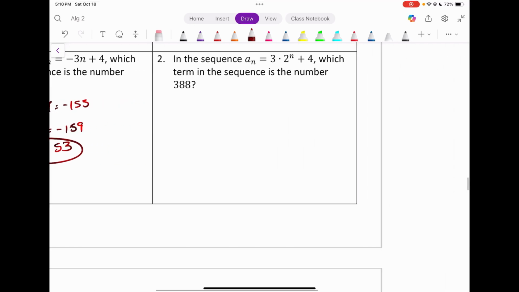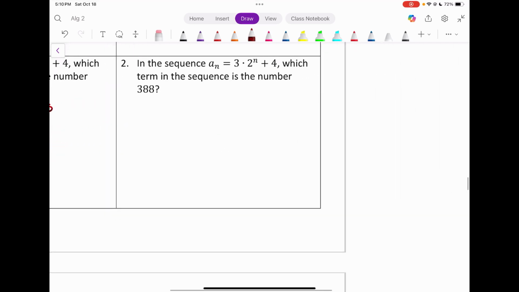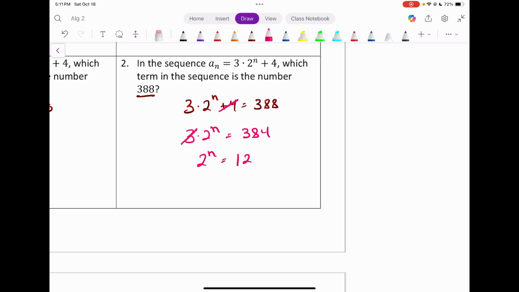Let's do one that's actually a geometric sequence. So we're looking for what term number would give me 388. So that's going to be 3 times 2 to the n power plus 4 is equal to 388. To solve this, let's subtract 4 first. 3 times 2 to the n equals 384. Let's divide by 3. That's going to be 2 to the n power equals 128.